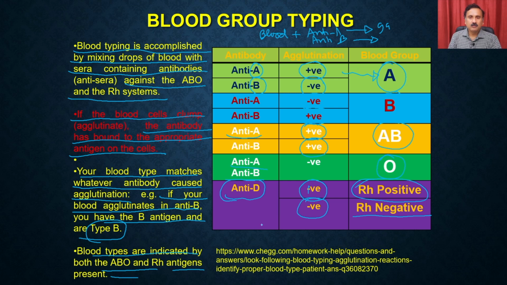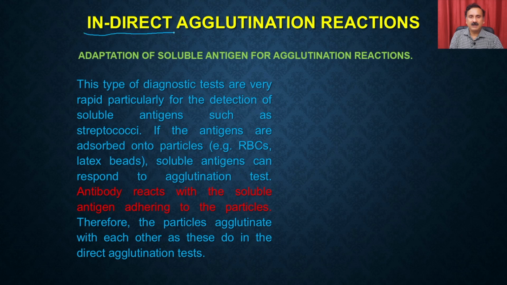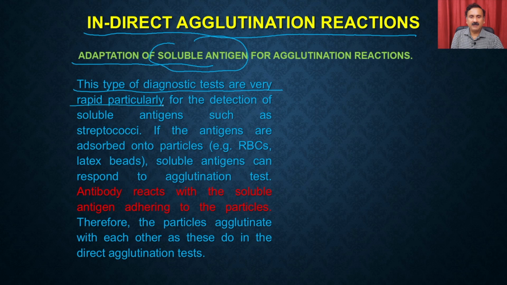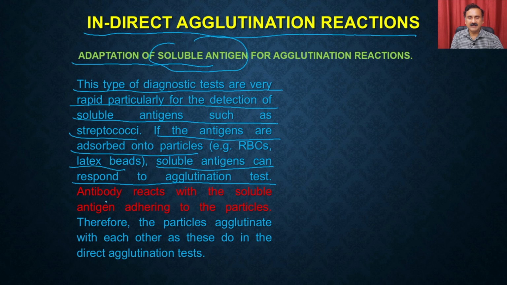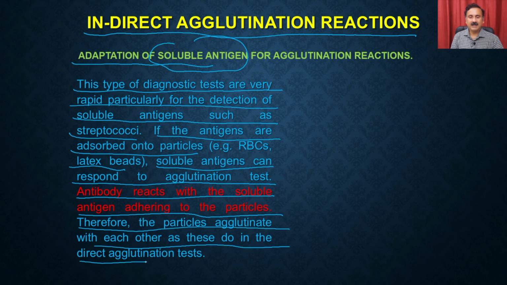Apart from that, you can also do indirect agglutination reactions. In indirect agglutination reactions, you are going to make a soluble antigen into an insoluble antigen. This type of diagnostic test is very rapid, particularly for the detection of soluble antigens such as those of streptococci. If the antigens are adsorbed onto a particle, for example RBCs or latex beads, the soluble antigen can be used in an agglutination test. Antibody reacts with the soluble antigen adhering to the particles. Therefore, the particles agglutinate with each other as they do in the direct agglutination test.